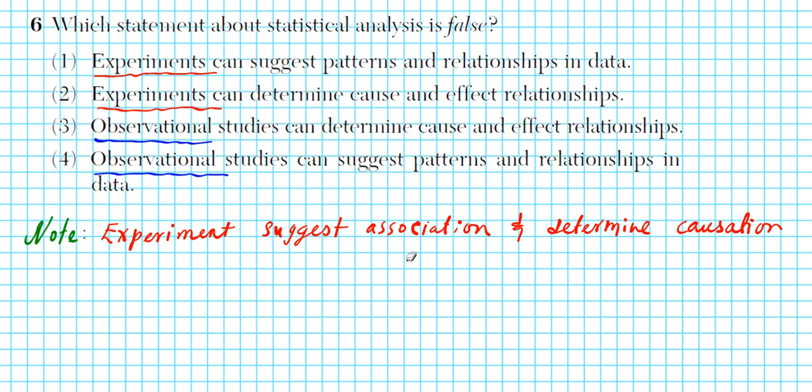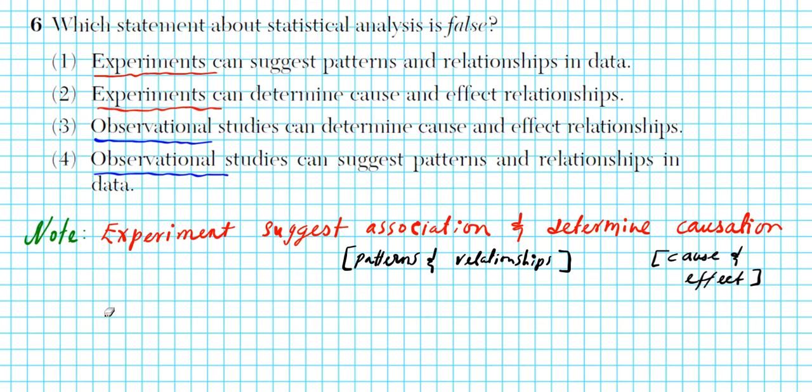Another word for association basically is patterns and relationships. And you can think about causation as what? Cause and effect. That's what we're talking about concerning causation. So with experiments you can make changes and see how the changes impact the outcome. That's causation. And what you can deduce from just observation is the patterns and relationships. So we see how powerful experiments are.